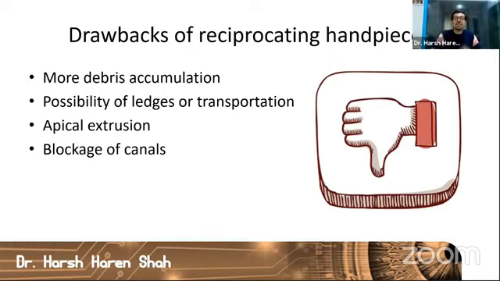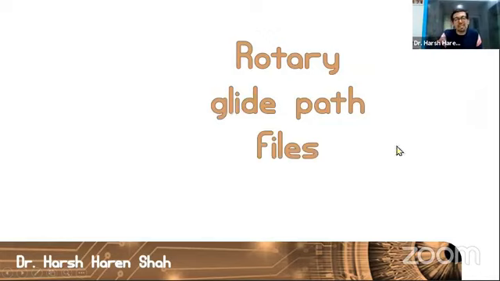The second, third, and fourth disadvantages are closely linked to generation of debris. Because what happens is if debris is generated and you're not irrigating your root canal sufficiently, there is a possibility of apical extrusion of this debris. There is also a chance that your root canal gets blocked. Plus, if you have not carried your file to the complete working length before you activate the handpiece, there is a chance that you will cause apical transportation or formation of ledges. This does not happen if you have carried your file to the full working length. So it's very easy to take care of these drawbacks, and that is why it is my favorite procedure, my favorite technique of preparing glide path.